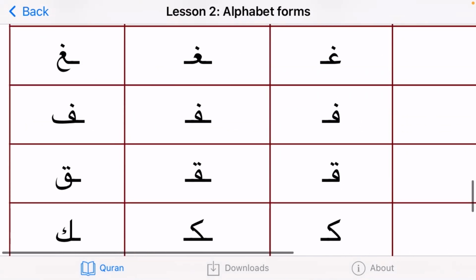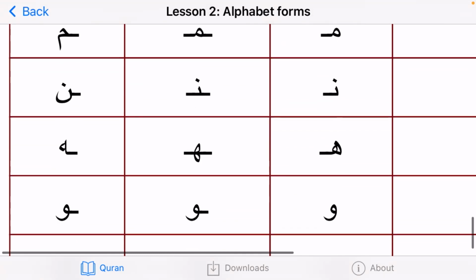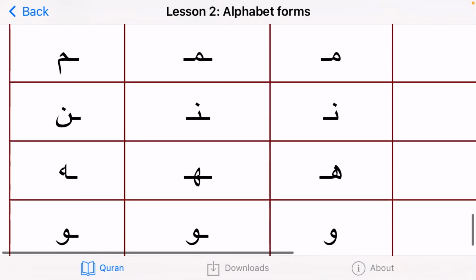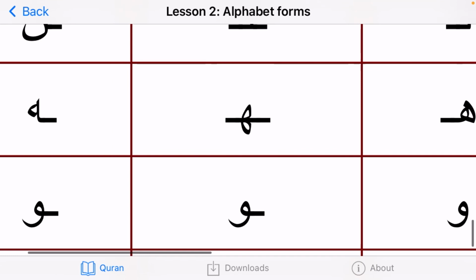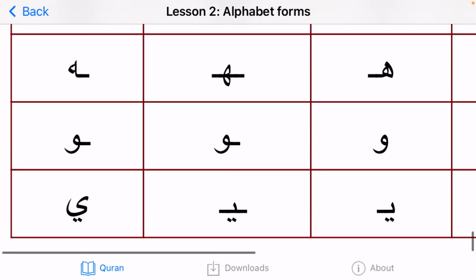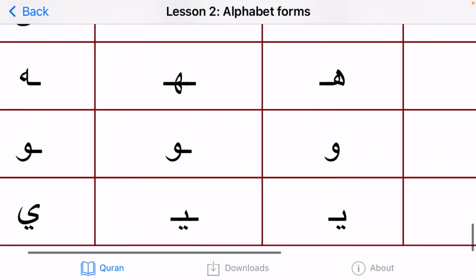As I mentioned, qaf and fa look similar. As you can see, in the beginning and in the middle, they look similar. Just the dots differentiate them. As you can see, there are different forms of ha. In the beginning, in the middle, and the end, all of them are different. So this is something that we should watch out for.